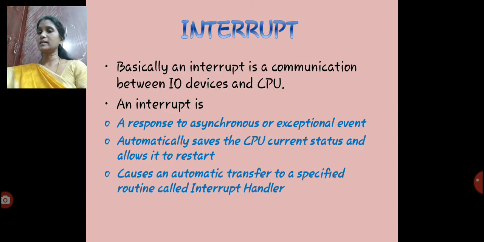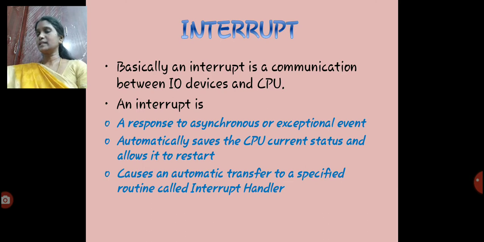Right, first what is an interrupt? An interrupt is a communication between IO devices and CPU. You can see the last video that we have posted. We saw the communication between CPU and the IO processors or IO channels. When the CPU connects with the IO processors, it is by means of IO instructions. When the IO devices connect with the CPU, it is done by means of interrupts. So basically an interrupt is a communication from IO device to CPU.